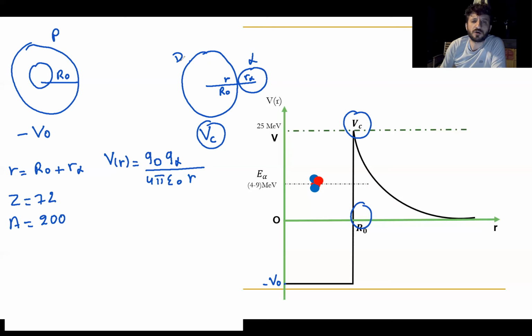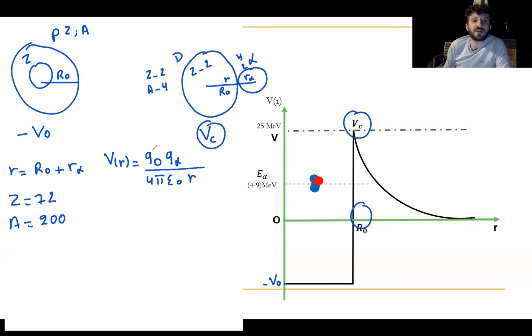The number of protons inside the daughter nucleus will be Z minus 2, because the parent has Z. The parent has Z and A mass number. The daughter has Z minus 2 and A minus 4. And the alpha particle has 2 protons and 4 mass number.